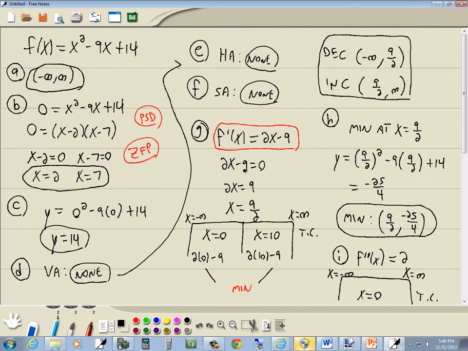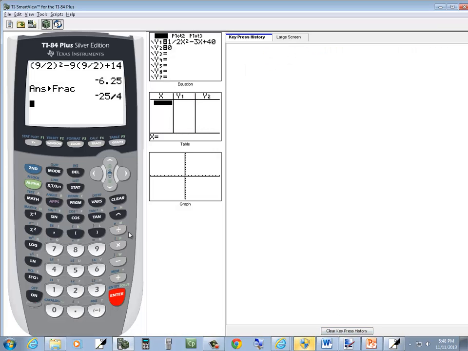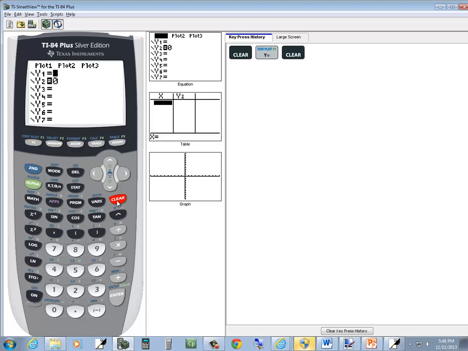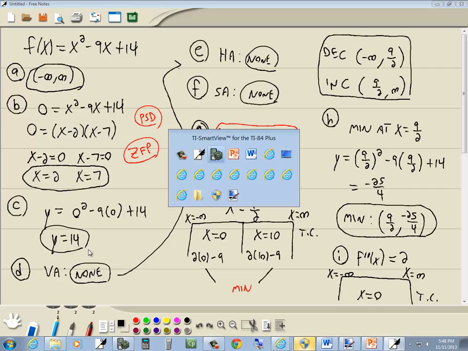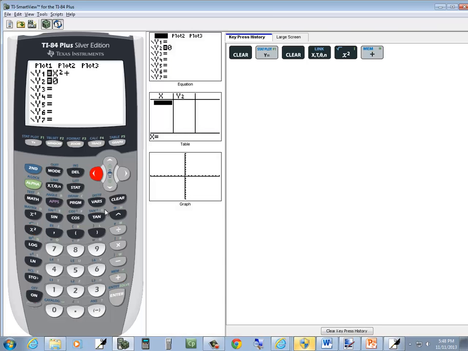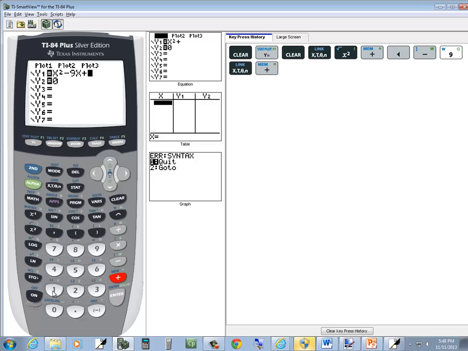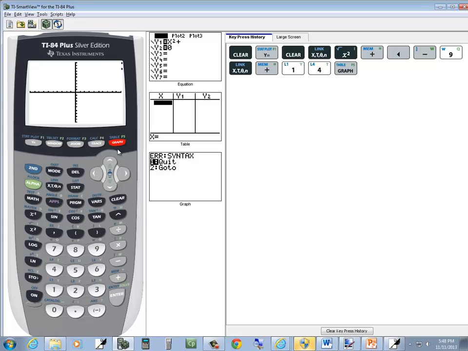Now, if I were to graph this into the calculator, I'm going to press my y equals, press clear, and then I got x squared minus 9x plus 14, and then graph. And there you see a much better sketch than what I came up with. But anyway, you get the idea.